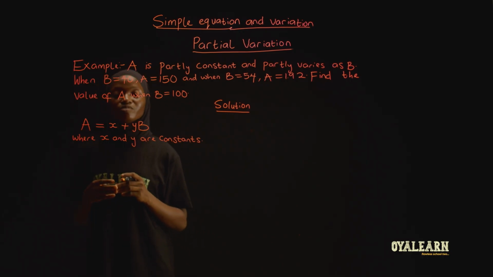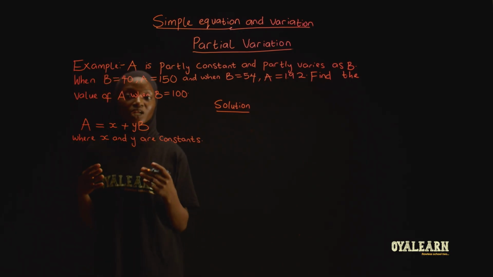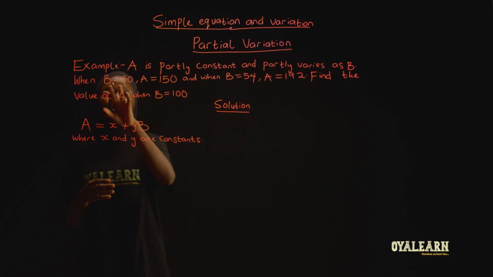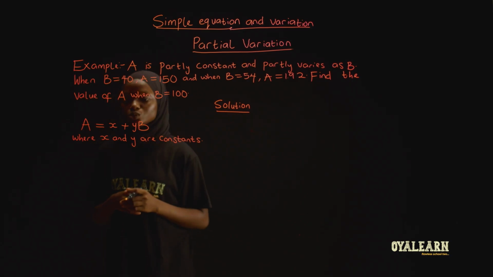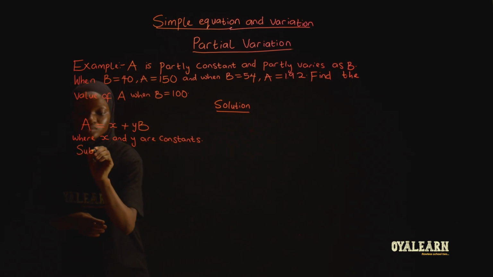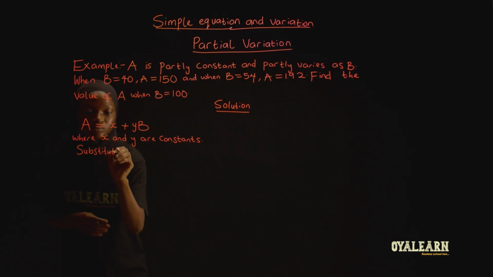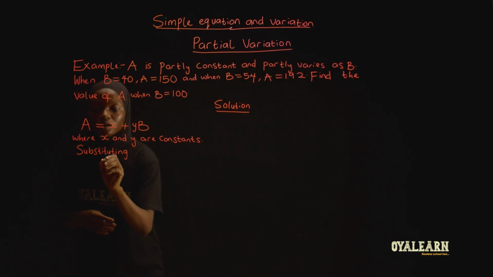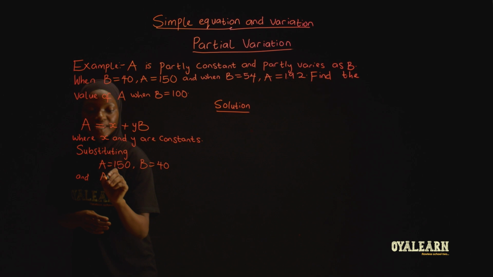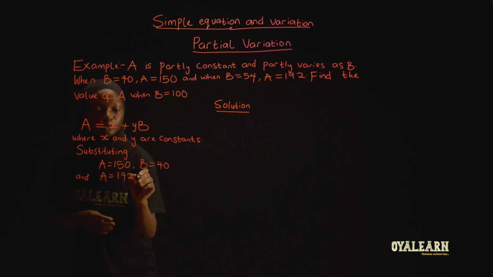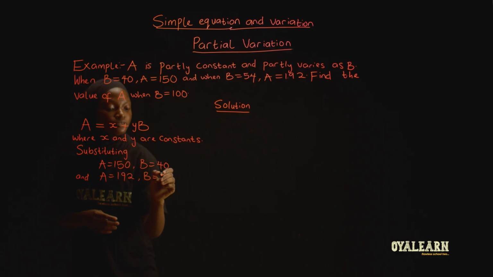So from here, we need to find the value of these constants so that we're able to have a formula connecting A and B. For us to do that, we substitute the values given. That is, when B equals 40, A equals 150, and when B equals 54, A equals 192. So let's do that. Substituting A equals 150 when B equals 40 and A equals 192 when B equals 54.